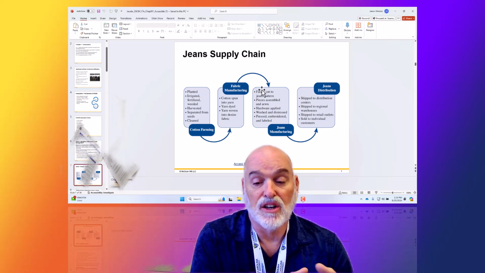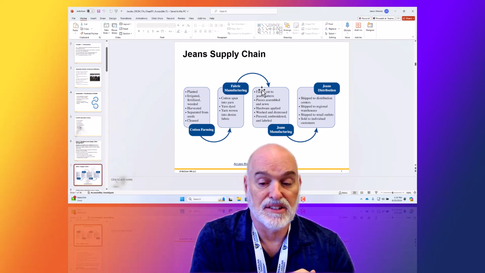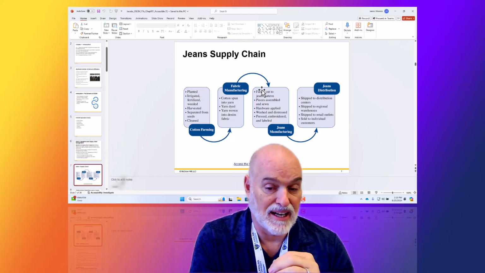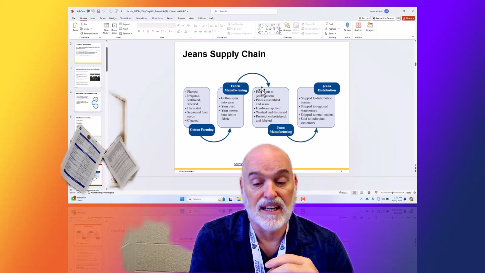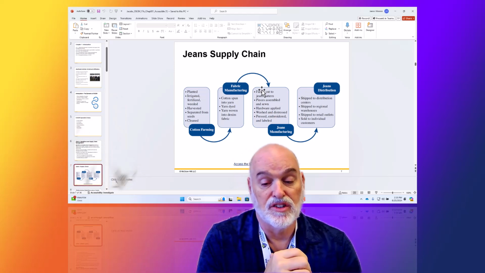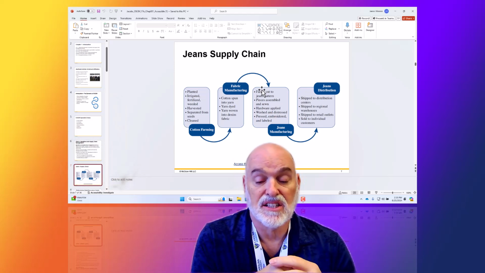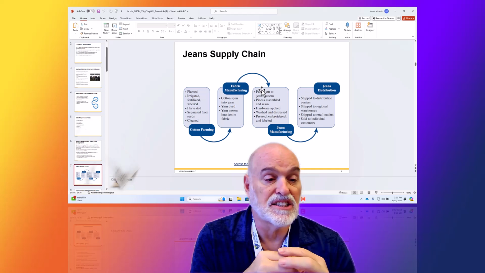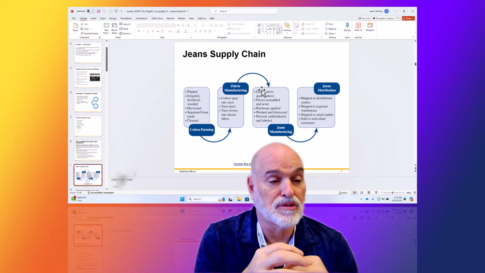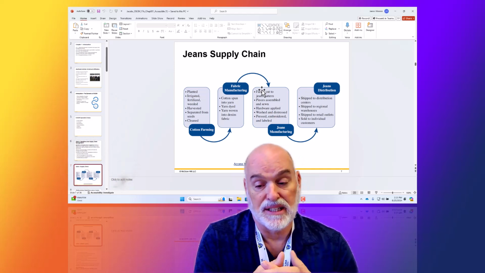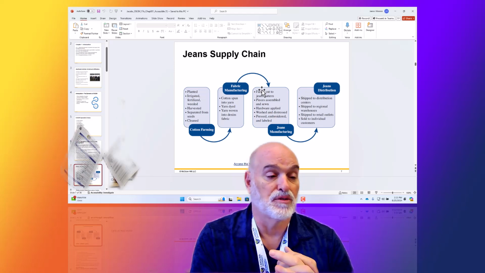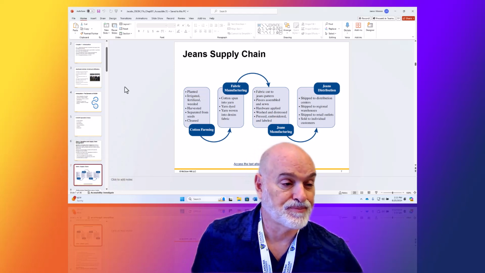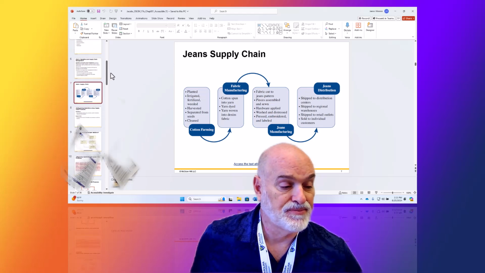The jeans then are shipped to distribution centers, then shipped to regional warehouses, and then shipped to retail outlets, and then sold to individual customers. In this day and age, sometimes the jeans are actually shipped directly to the consumer from the warehouse, eliminating the retail outlet and some of the regional warehouses. Next slide.